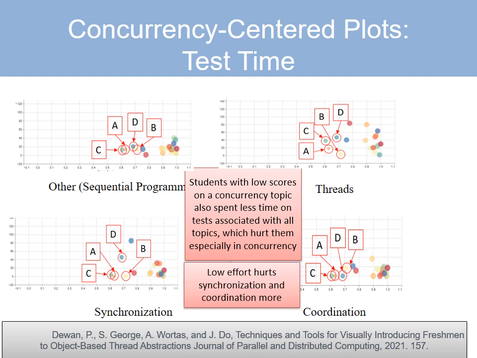And it also showed, we built these plots for all topics, that low effort hurts synchronization and coordination more. So they are more complex topics than just creating threads. It's like learning to drive is easy. Learning to be a good driver in traffic is hard. So that Tesla will tell you that.